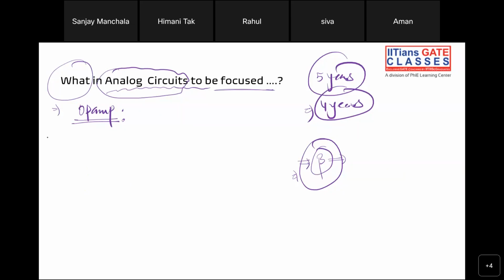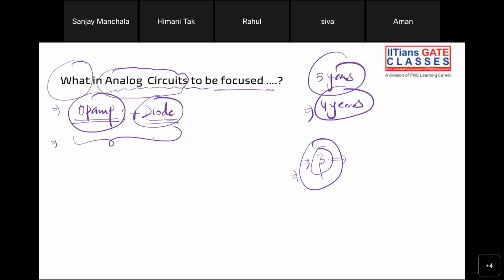Yes, okay. So op-amp will be the main topic where questions will be framed. They might bring a diode as well. They might connect diode plus op-amp. So what was the main reason they are connecting diode plus op-amp?